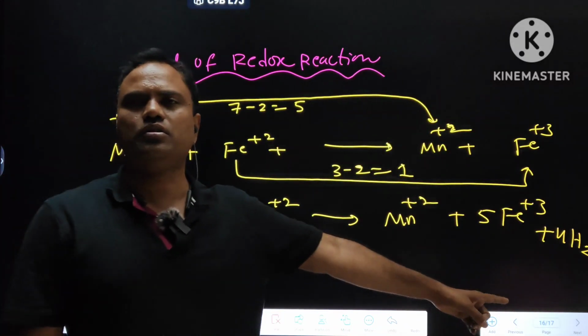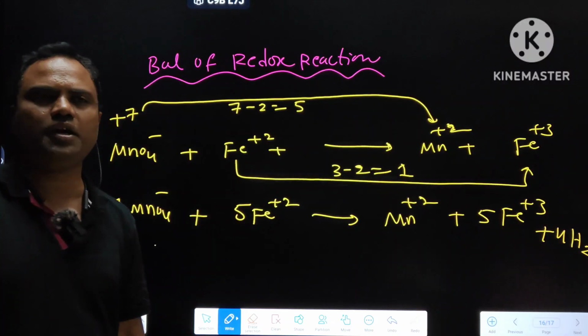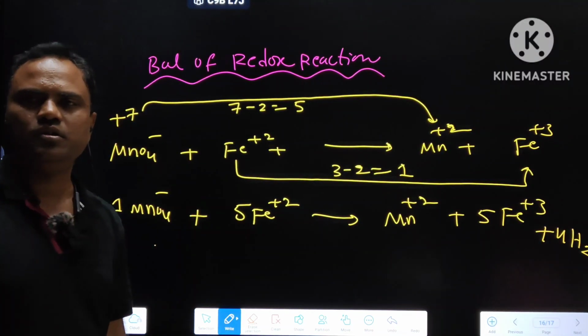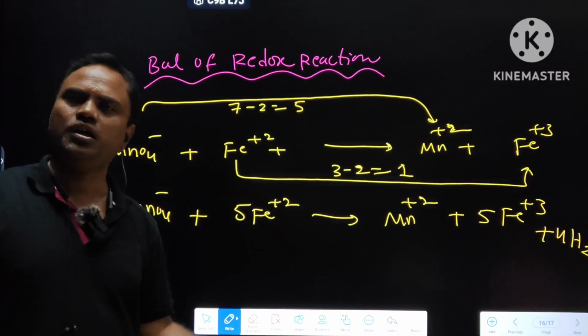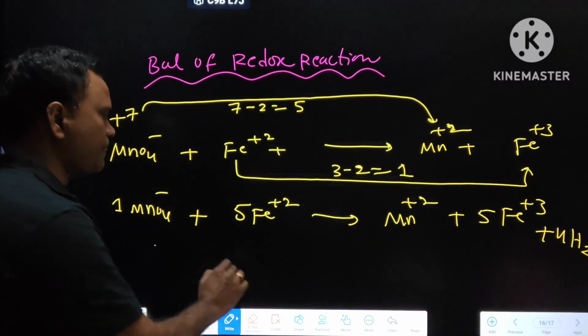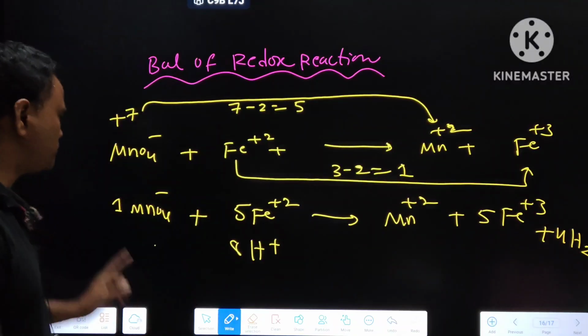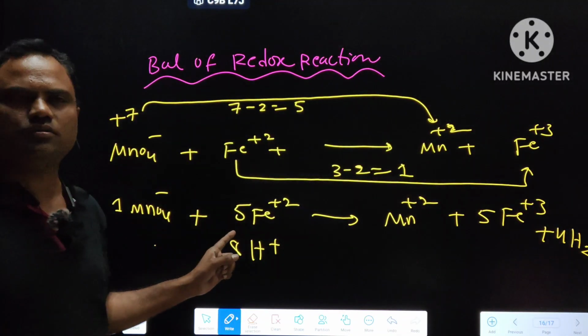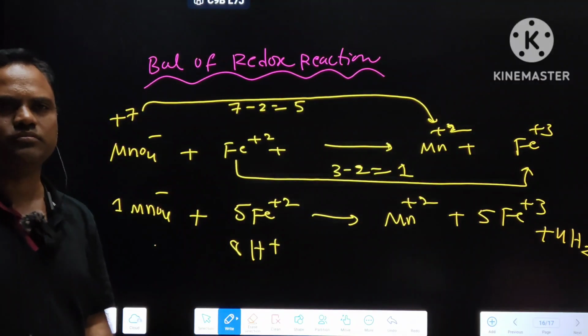When we add water molecules, new atoms are entered. What are the new ones? Hydrogens. How many hydrogens entered? 8. So to balance hydrogens, we have to write H plus. How many? 8 H plus ions. So A is equal to 1, B is 5, C is 8, D is again 1.